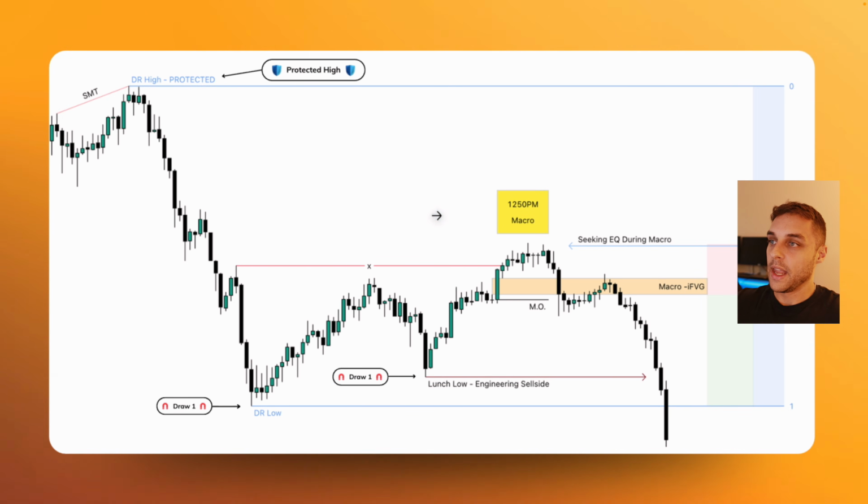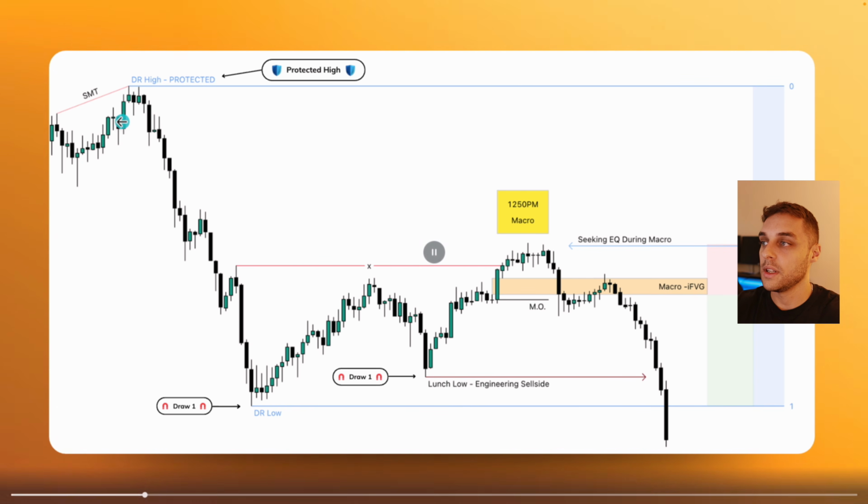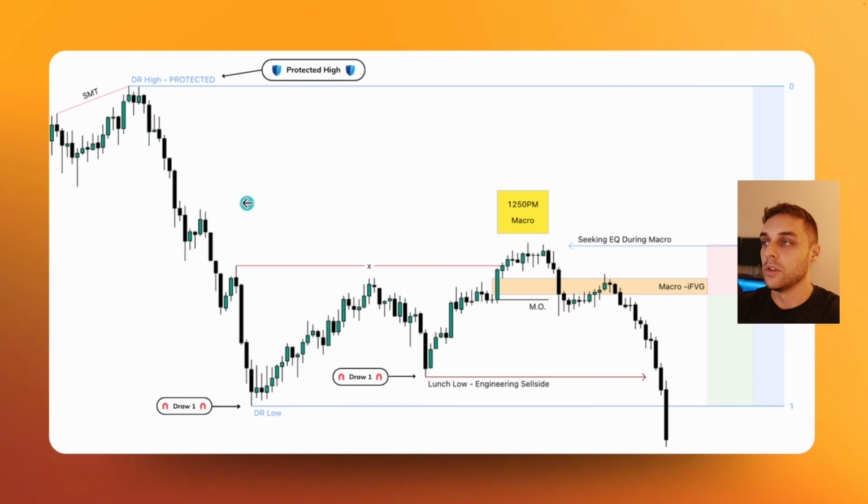Example number 3. Now we just talked about a session high being swept, a previous day high, to identify our protected high. In this case, we're back to an SMT. So you see a clear SMT right here to build that argument for that being a protected high.